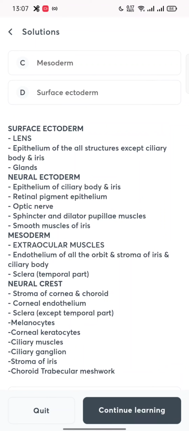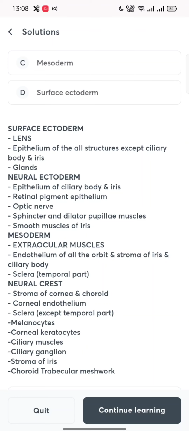So from surface ectoderm, the lens, epithelium of the cornea and all the surface except ciliary body and iris, and glands are formed. From neural ectoderm, epithelium of ciliary body and iris, retinal pigment epithelium, optic nerve, sphincter and dilator pupillae muscles, smooth muscles of iris. So neural ectoderm: optic nerve, retinal pigment epithelium, sphincter and dilator pupillae muscles, smooth muscles of iris.